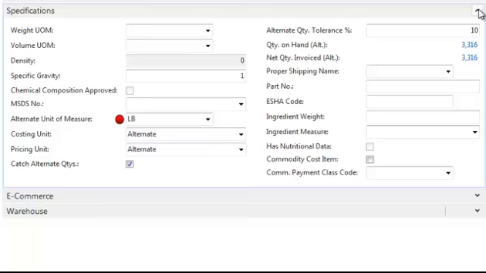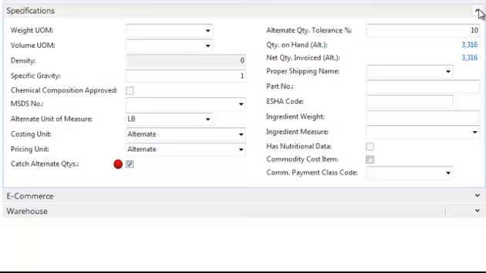This alternate unit of measure can be set to represent weight or volume, but typically as pounds. The item is then defined as fixed or catch weight. The default is fixed. With fixed, the system will auto-calculate the alternate unit of measure quantities based on the setup. This means no additional effort in data entry, because the system is using a standard.